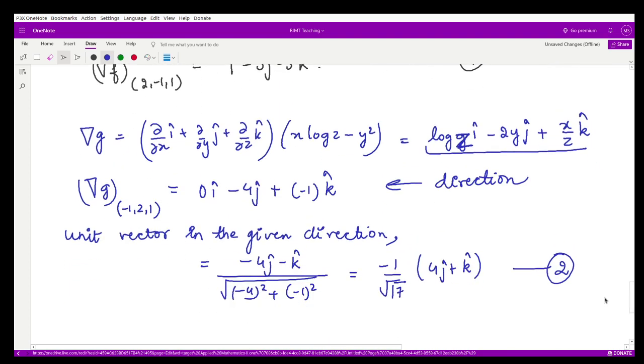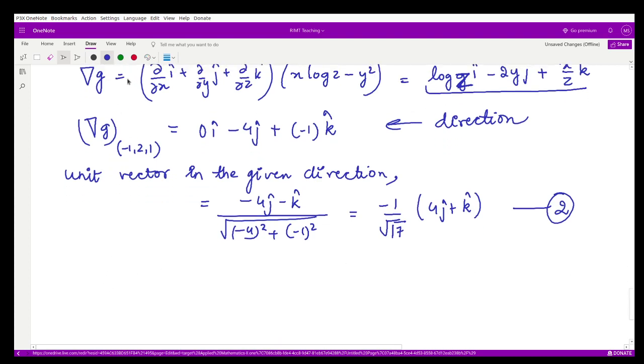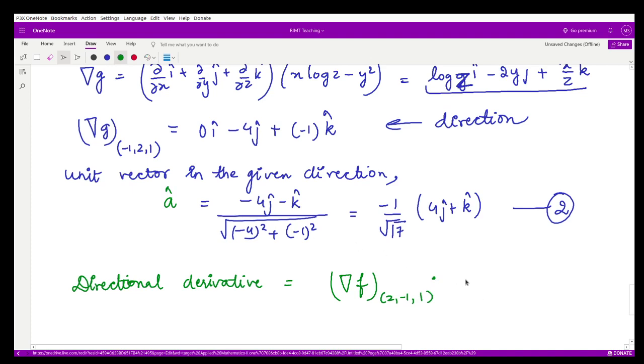Okay, so now the next thing is we are to calculate the directional derivative. What we have to do is take the dot product of the given gradient of f, which is given by our equation number 1 at the given point 2, minus 1, 1, dot product with this vector. Say I am calling this the a cap vector, right? So I have to take this dot product over here.